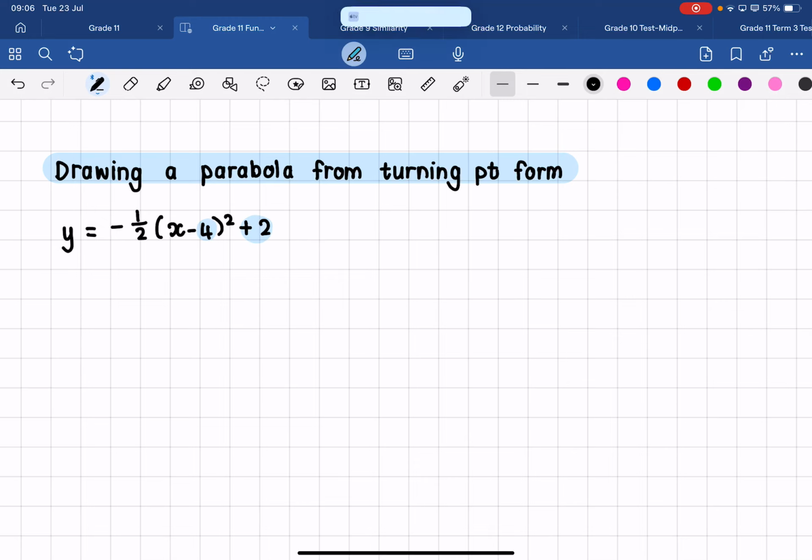Of you want to do on your own as well while I draw the other one. Okay, so that equation is y equals negative a half, bracket x minus 4 squared plus 2. So guys, if you are looking at this equation, obviously in a test or exam, they're not going to tell you this is turning point form. You need to be able to look at that equation and recognize that it looks like this.